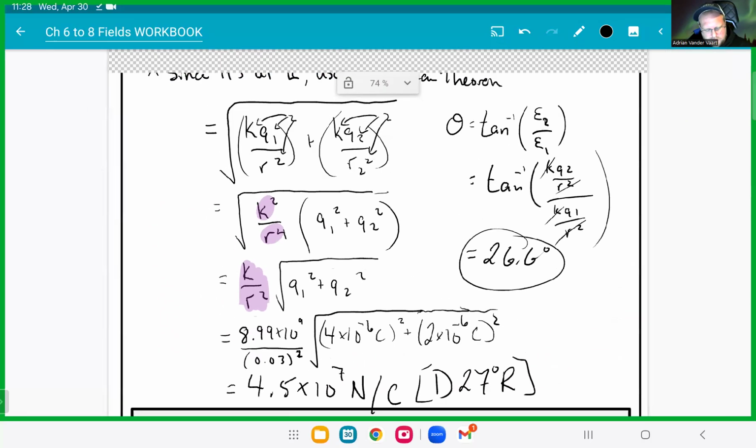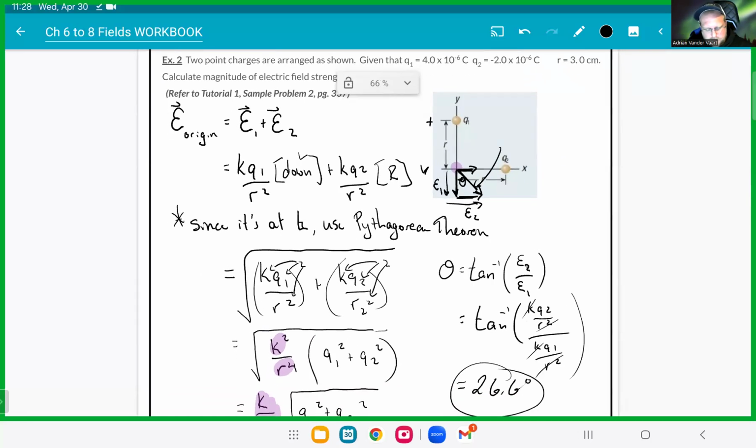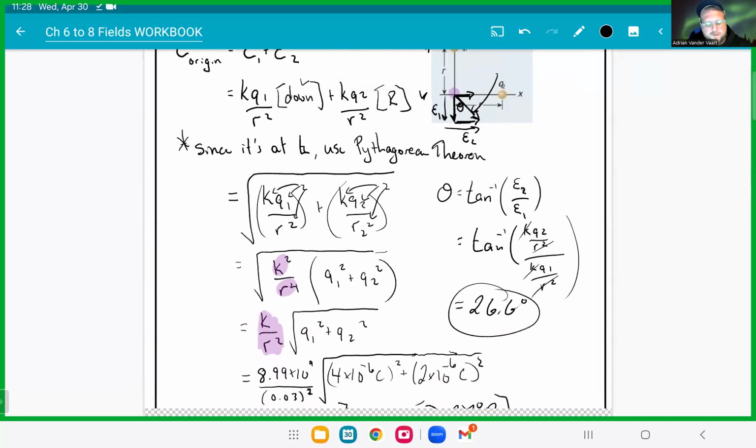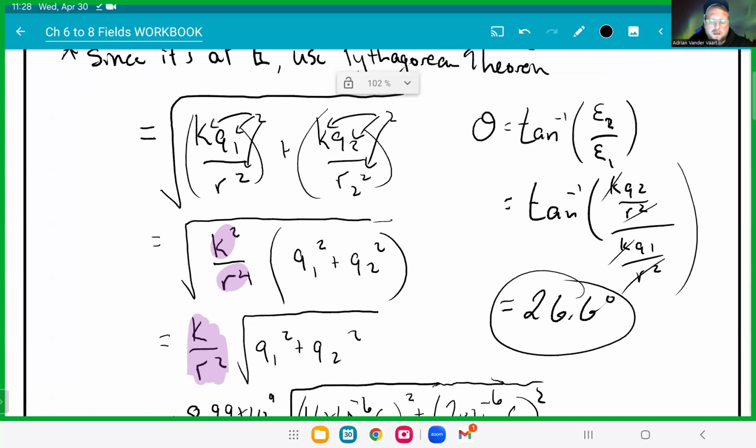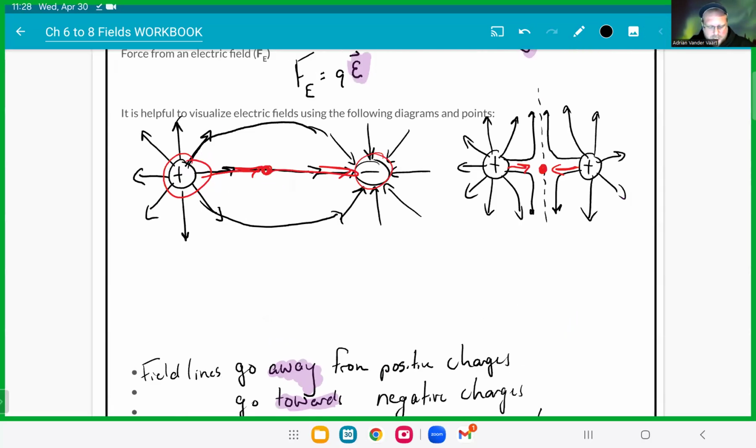Is there a part B for this one? Nope, that's it. Okay, so it has a lot of similar feel to what we were doing for force from 7.2, but now we're talking about electric fields. What's the field strength at a location?